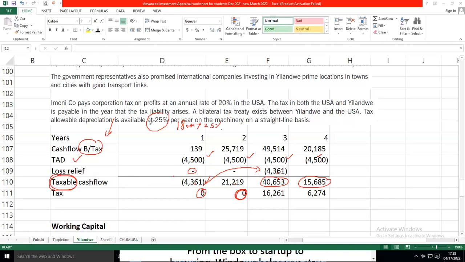The first 2 years, there's a tax holiday. There's no tax there, there's no tax there. That is why we put a 0 here and we put a 0 there. The first tax will be paid in year 3. But in year 3, what is taxable is what we have for that year, against the tax allowed depreciation and the loss relief. So these are the tax figures.